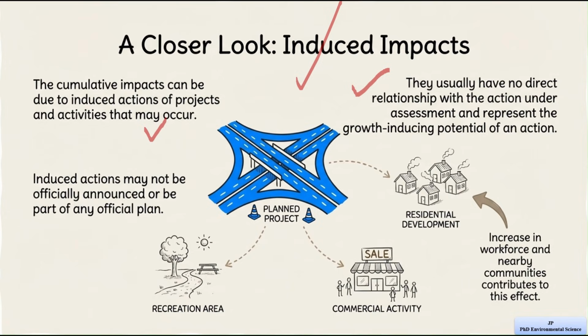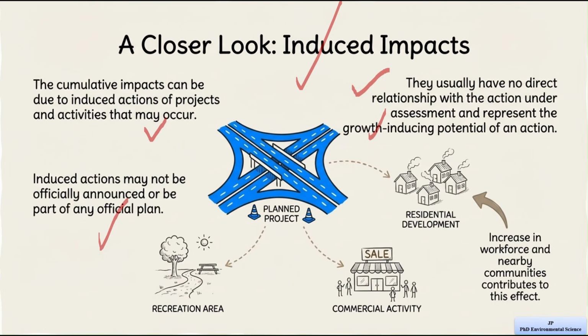Now, what are the key characteristics? They are not part of the original project plan. They do not have a direct link to the initial activity. They are often long term. They reflect the growth potential created by a project. They can be difficult to predict. Example, a new highway leads to roadside markets, housing development, a power plant attracts industries and workers to the area, a large project increases population and demands for services.